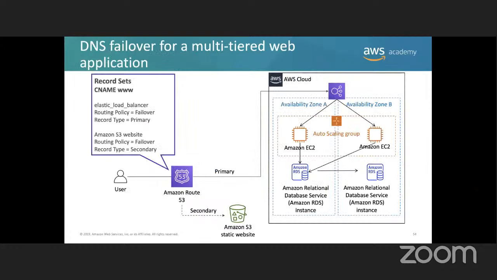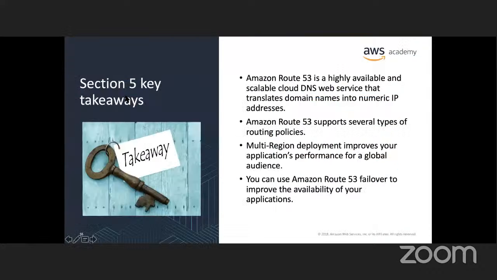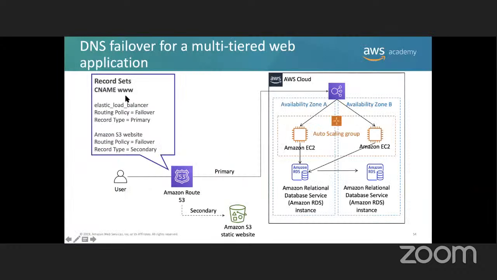So, DNS failover for a multi-tier web application. We have record sets, CNAME, canonical name, www. We have an elastic load balancer. The routing policy here is failover, and the record type is primary. That's the primary. Then you have a Route 53 website, and an Amazon S3 website. That's a static website, and the routing policy is failover, and the record type is secondary.